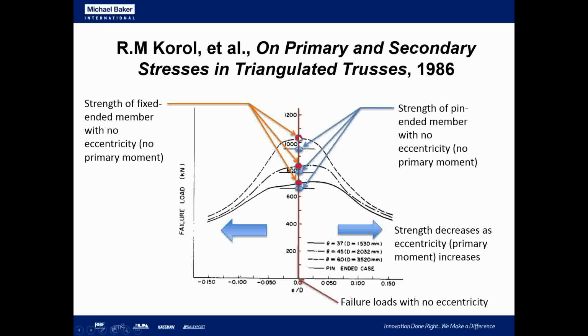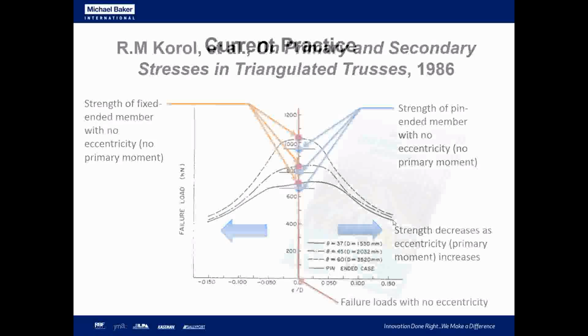But then as you move away from this vertical line, the total failure load starts to decrease, and as you move to the left and right of this failure line, then you start to have eccentricity, or a primary moment applied. So you can see that as primary moment increases, the ultimate strength of the truss member starts to decrease quite substantially. So their finding here was that just having joint fixity actually added a little bit to strength, didn't decrease it, but primary moment definitely does decrease the strength of truss members.